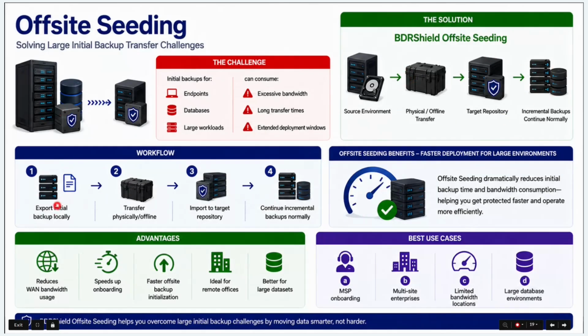Now here's a workflow for that. You need to export it and transfer it physically, import it to the offsite DR server, and then your incremental backups will automatically flow. Doing this is a faster operation, reduces bandwidth usage, and gives faster offsite backup initialization. It is better for larger data sets, not the smaller ones. And for distributed or remote environments, this would be very advantageous. So that is a major one.